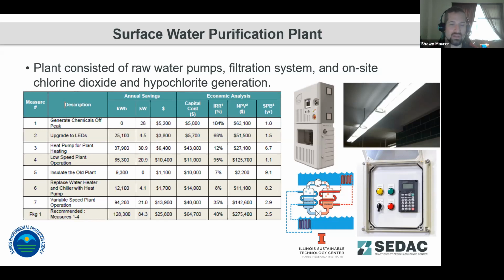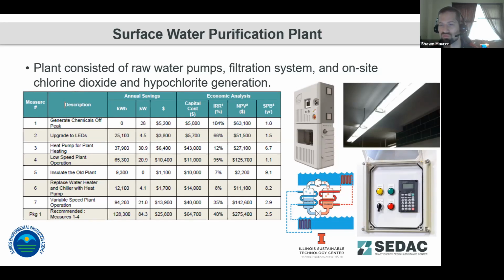But what they were doing at this particular facility is their raw water pumps would kick on at low speed in the morning as a warm-up, and then would ramp to high speed and run at high speed all day, turning off as necessary once they filled their water towers and their distribution system was full. And then they didn't turn on again until demand drew down to a certain set point.